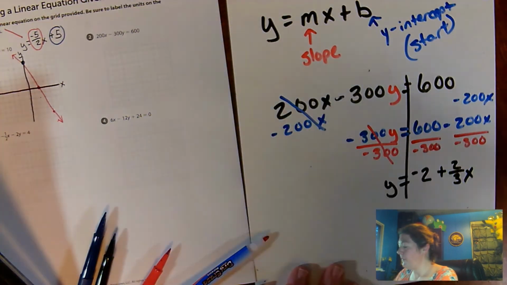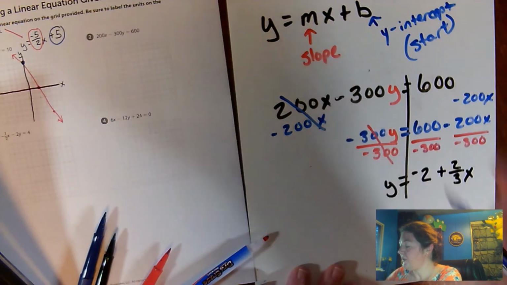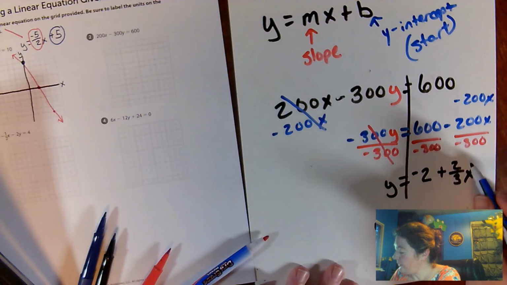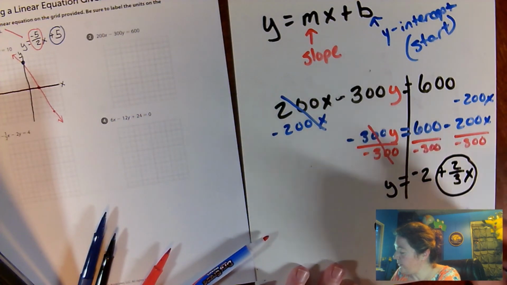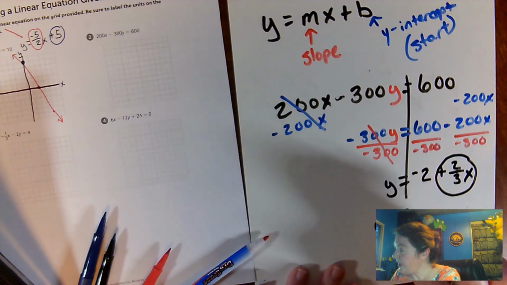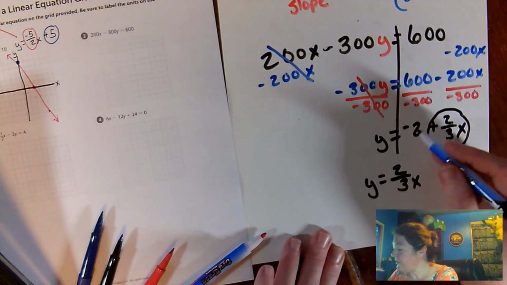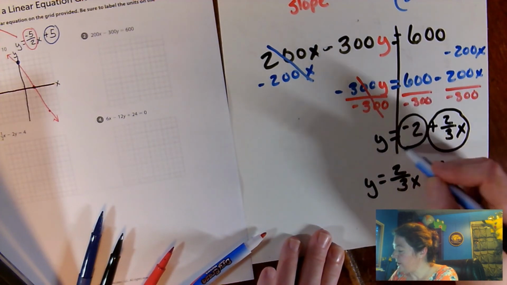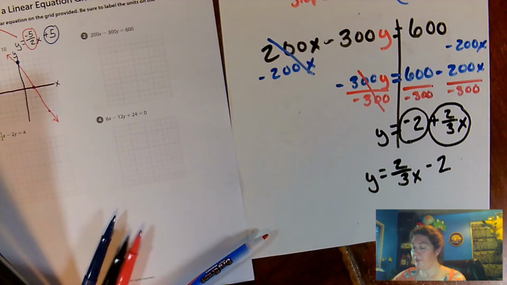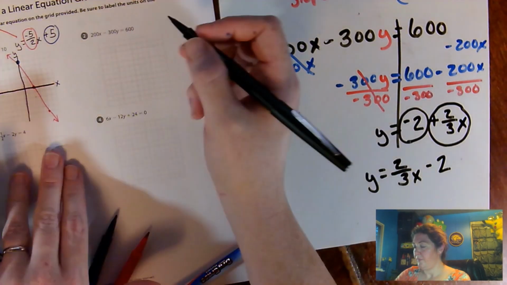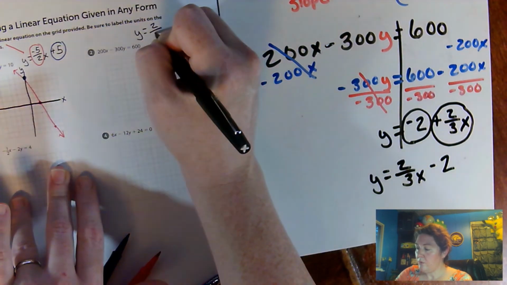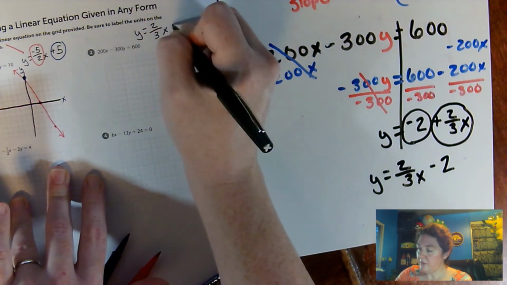Alright? Just because I want it to look exactly like this one, I'm going to rewrite it. I'm going to move that to the front. Remember, the sign in the front is attached. When I have no sign there, it means it's positive. And this sign is attached. So my brand new equation, y equals 2/3 x minus 2.